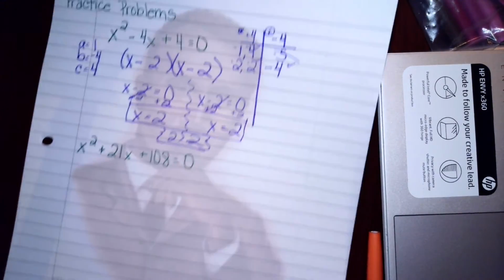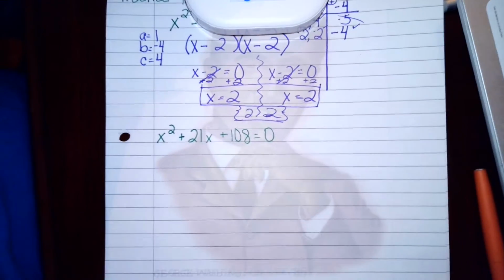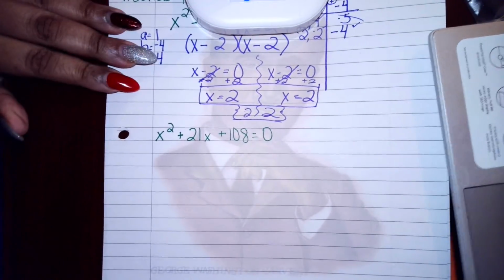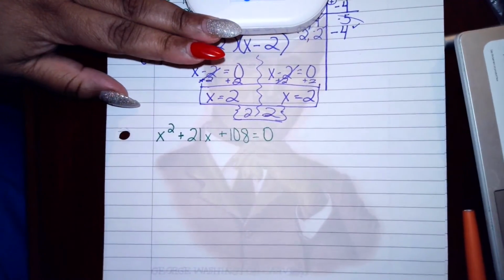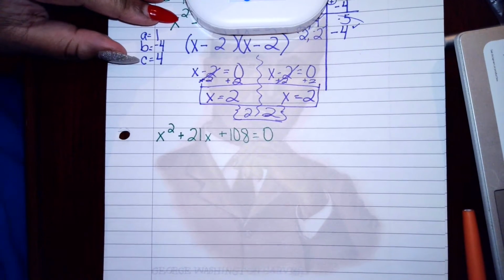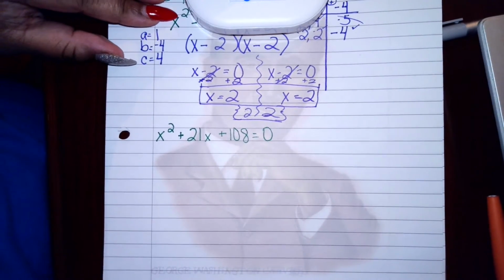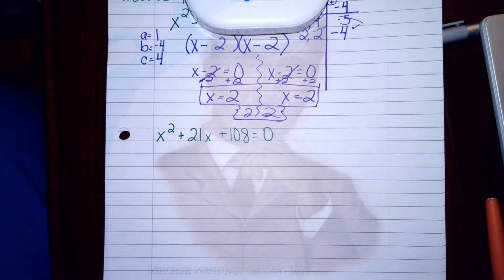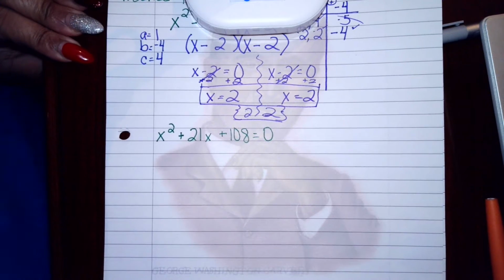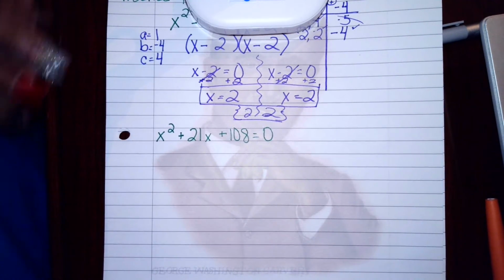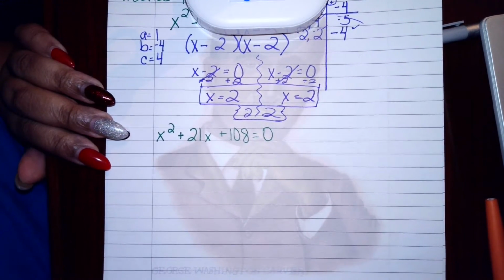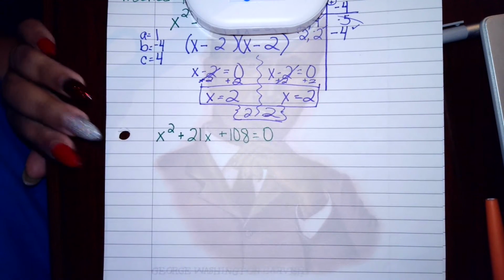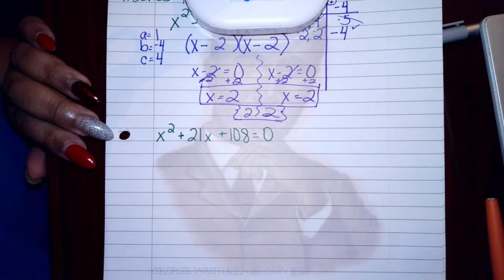Okay. Let's go to the last one. May have to lift this up a little bit. Okay. Let's go to the last problem. Now this one, the number is kind of big. So we may have to do a little bit of digging in order to figure out what numbers we'll be able to multiply and also add to B and C.